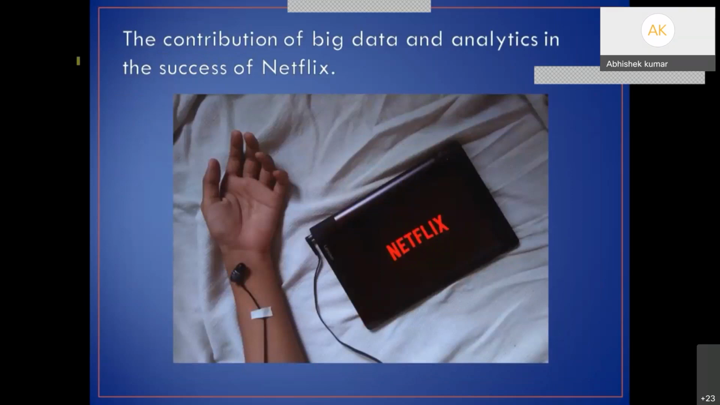Now, the biggest revolution I have ever come across, and we all have seen with our naked eyes, is the contribution of big data and analytics in the success of Netflix. Fine. So, real-time big data analytics means that big data is processed as it arrives, and a business user gets consumable insights without exceeding a time period. So time period is very much important.